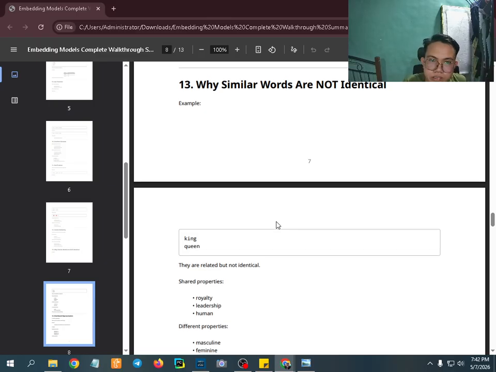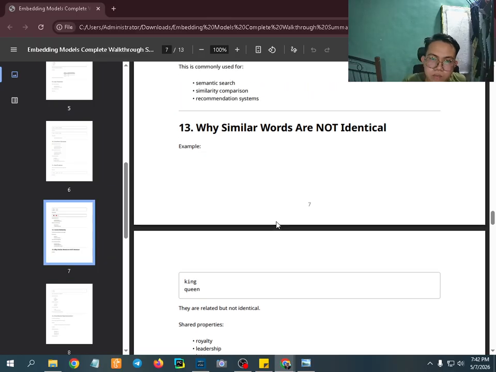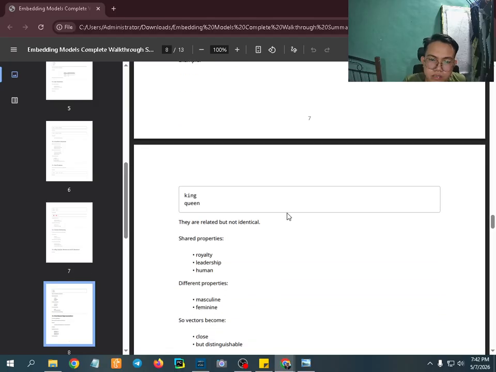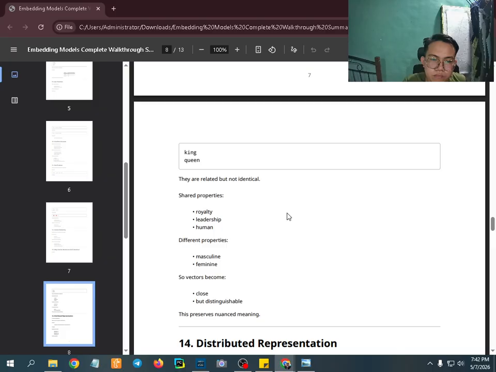Why are similar words not identical? Why will similar words not be the same at all in terms of vectors? Example, king and queen: they are related but not identical, with different vector values, because they share properties like royalty, leadership, human. Different properties are masculine, feminine. So vectors become close but distinguishable, because those words in the vector space share different properties.